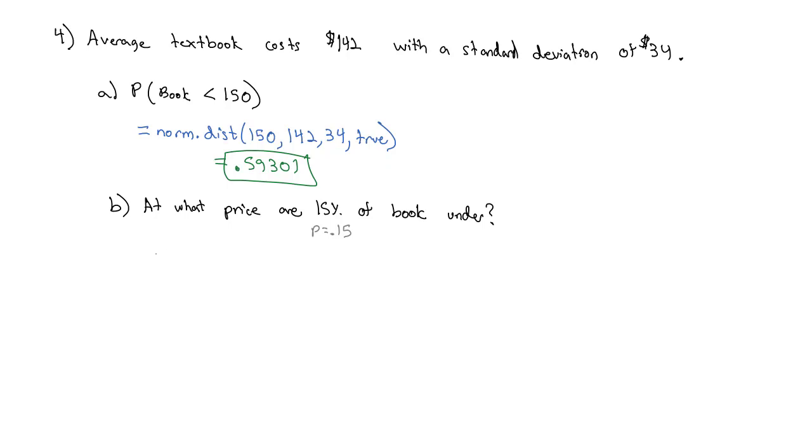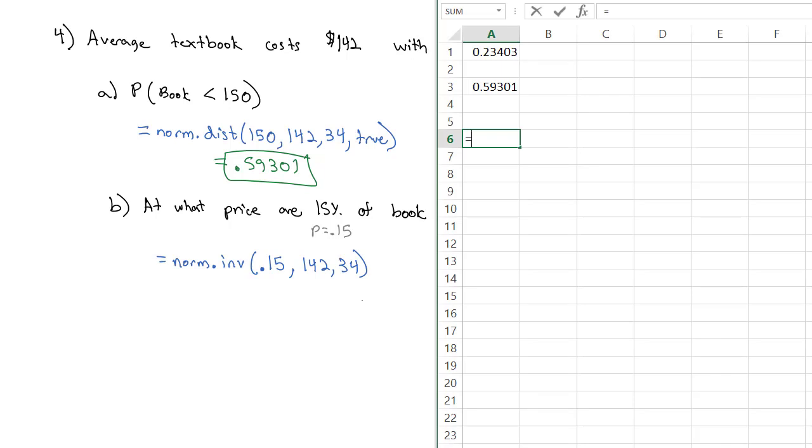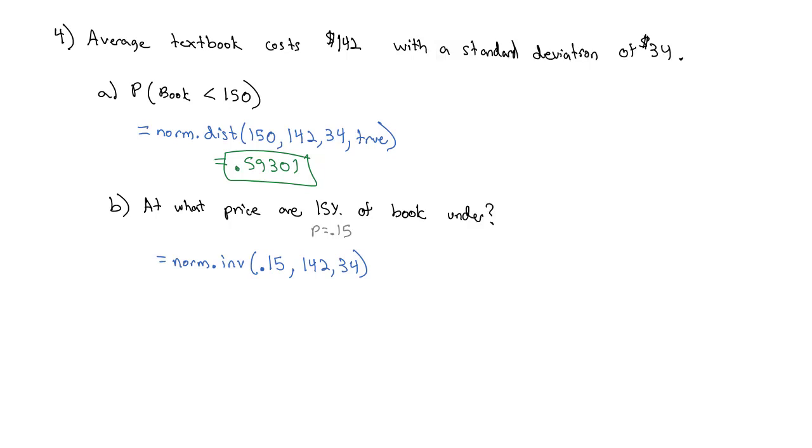And so when we have the probability or the area, we're going to do equals norm.inverse, the probability that we care about, 0.15. And again, that has to be 15% in the left tail. If I was interested in the right tail, we'd have to do 1 minus there. The mean, which is 142, and the standard deviation, which is 34. So in Excel, I say equals norm.inverse 0.15 with a mean of 142 and a standard deviation of 34. And it's going to tell me that the price is 106.76.